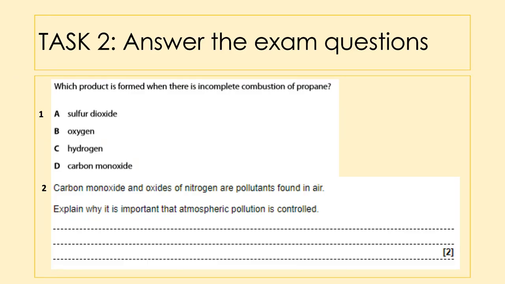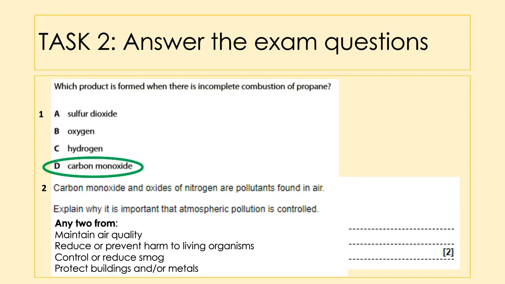Right, task 2, I want you to answer the exam questions on this slide. So the first question is just multiple choice, and then the other is a 2-mark question. So remember, if it's a 2-mark question, you need to write 2 points. It's asking for you to explain why it's important that atmospheric pollution is controlled. So you need to write 2 different points, 2 different reasons why it's important. The answers to this question are going to be on the next slide. So I want you to pause the video there and have a go at that. And then when the next slide comes up, you can mark your answers.